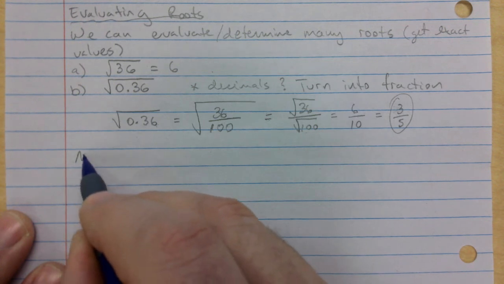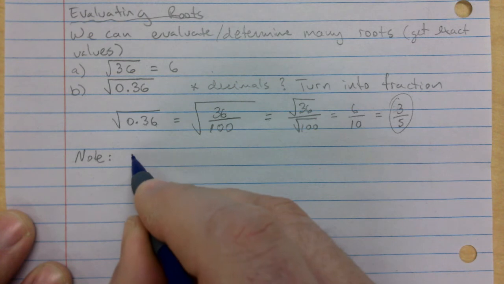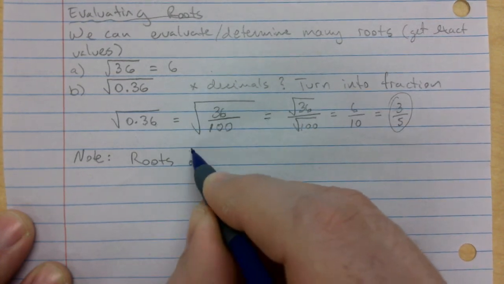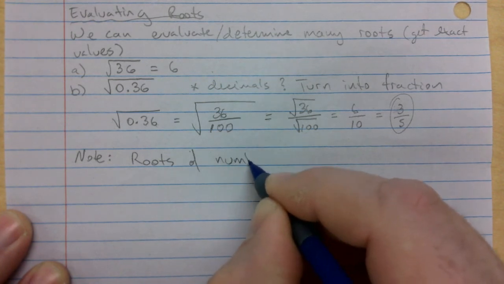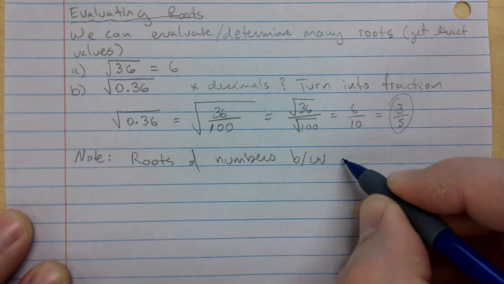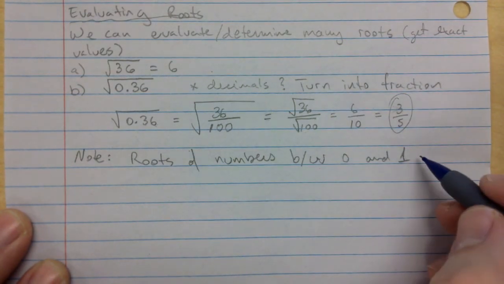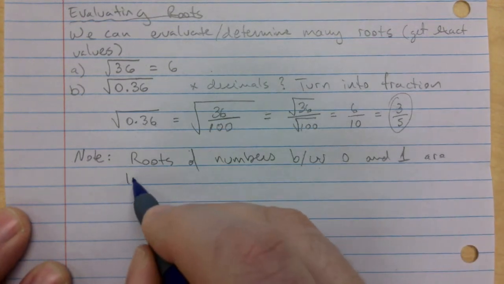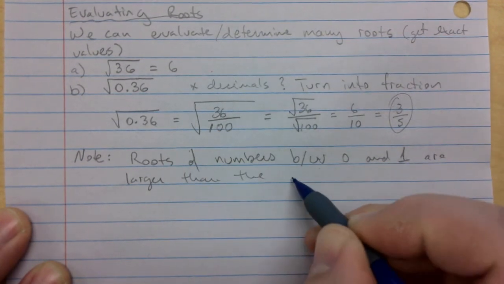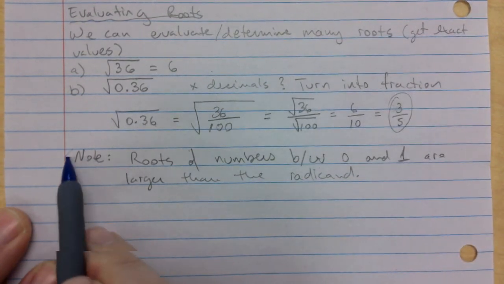And then note: roots of numbers between 0 and 1 are larger than the radicand. Just making an observation here.